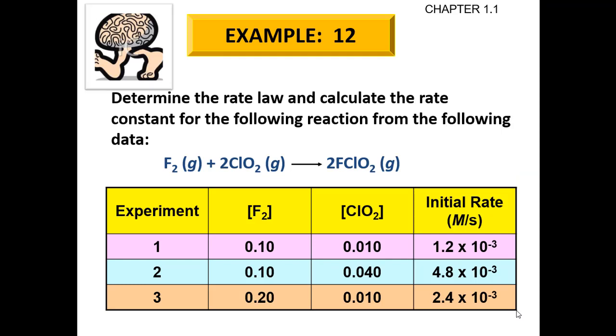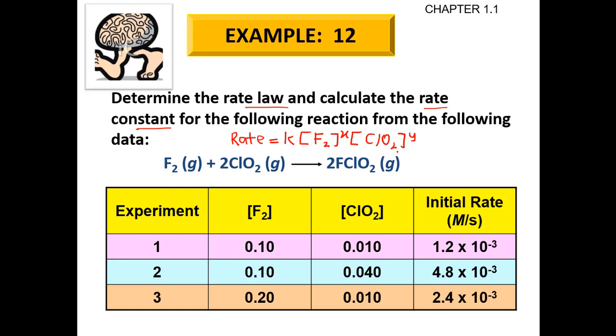Dia suruh kita determine rate law dan calculate rate constant for the following reaction. Kalau general rate law kita tulis rate equals to kita punya rate constant, concentration of reactant kita F2 to the power of X, and then concentration of ClO2 to the power of Y. Sekarang kita tak tahu lagi kita punya fluorine tu order dia apa, ClO2 tu order dia apa.